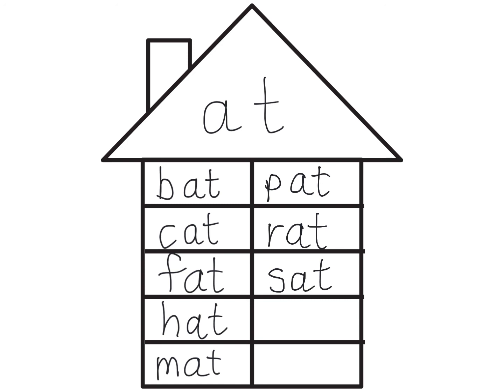The last word is vat. Isolate that first sound. V. What says V? That's going to be a V. V. At. So that is our at family.